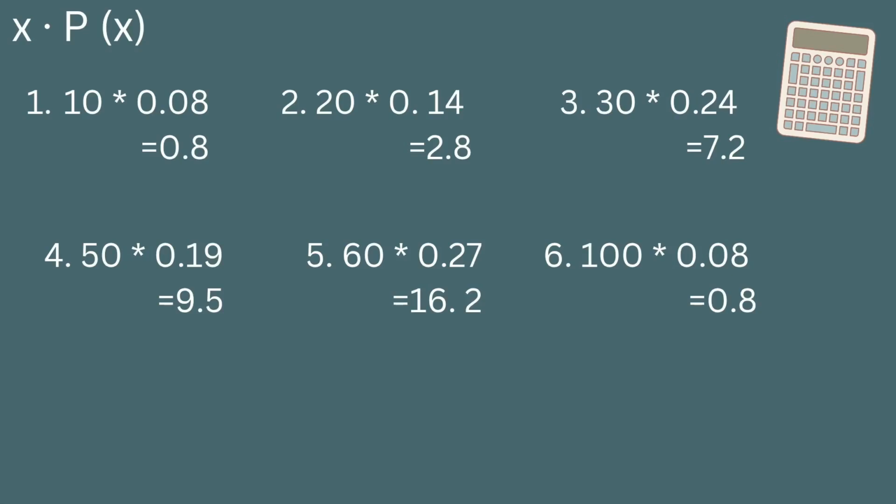So next, we will have 20 times 0.14, which is the answer is 2.8. 30 times 0.24, which is 7.2. 50 times 0.19, which is 9.5. 60 times 0.27, which is 16.2.